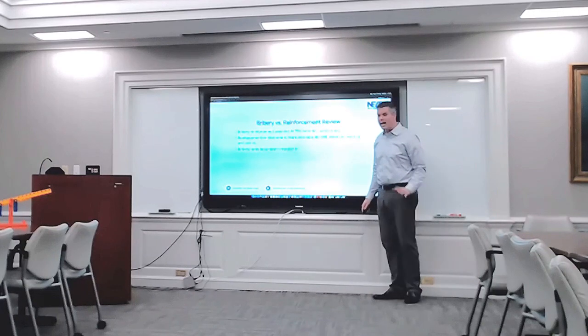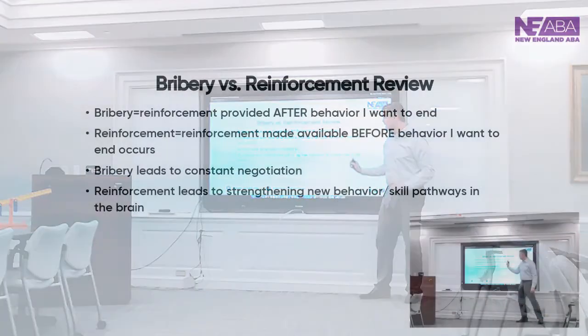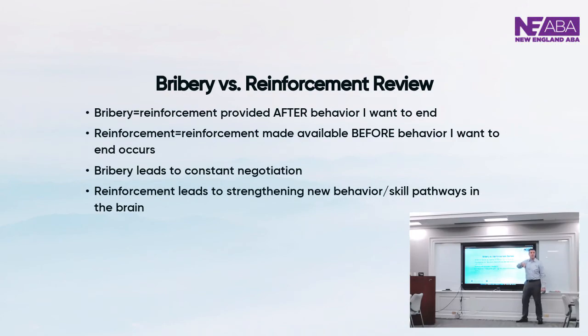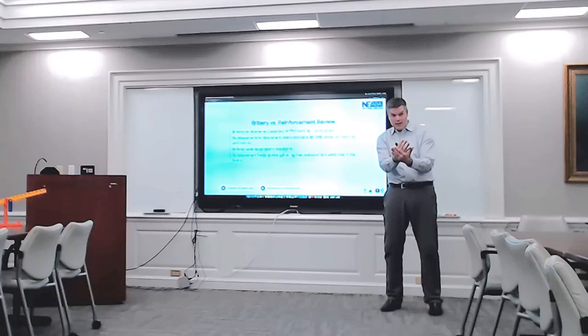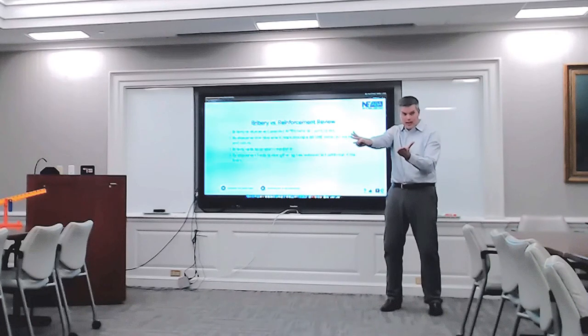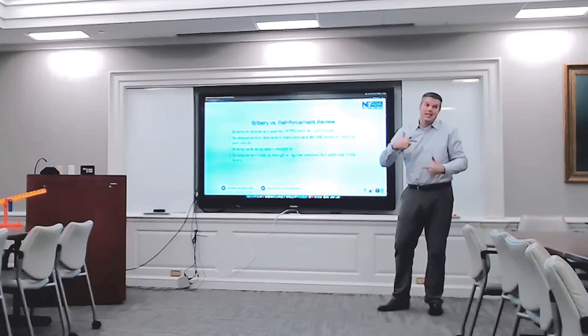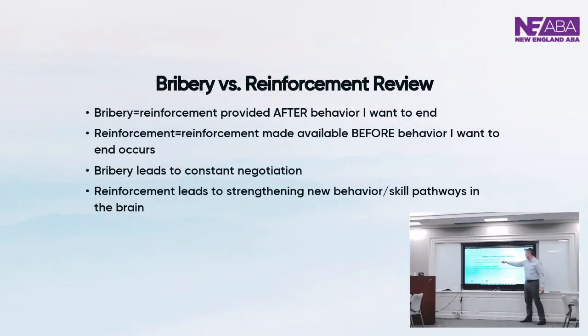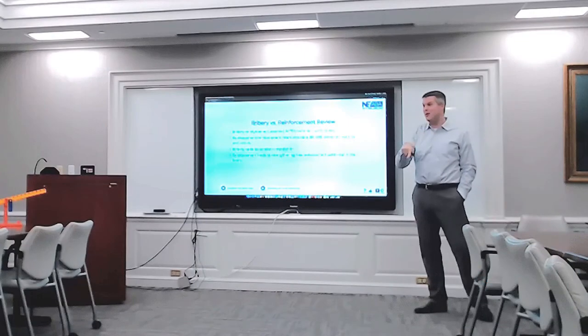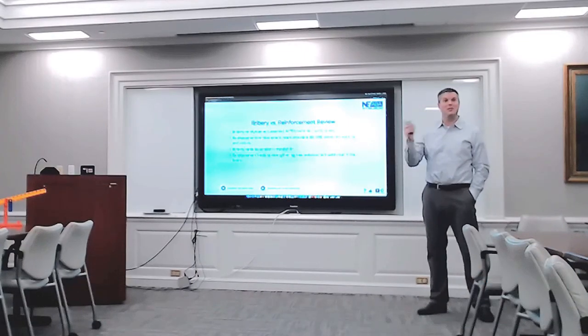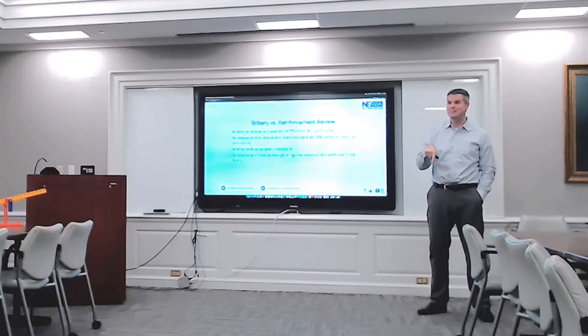I think the main takeaway here is the bribery is happening after the behavior. The reinforcement is happening before. Have a plan. When you have a plan, you're not going to be on that bribery side. Okay? You're going to be on the side of the reinforcement. But no plan, you're probably going to have to resort to this to just kind of get through. And then it's going to get worse and worse and worse because the negotiation then starts. And then it's like it was a Snickers bar, and then it was Skittles, and then it was this, and then it was that.